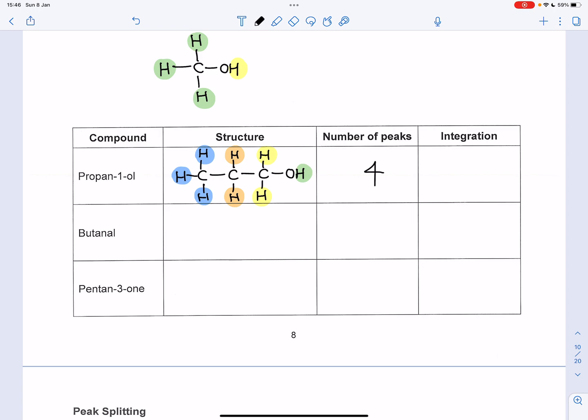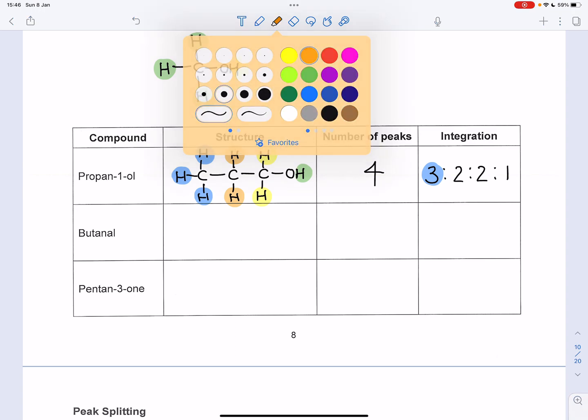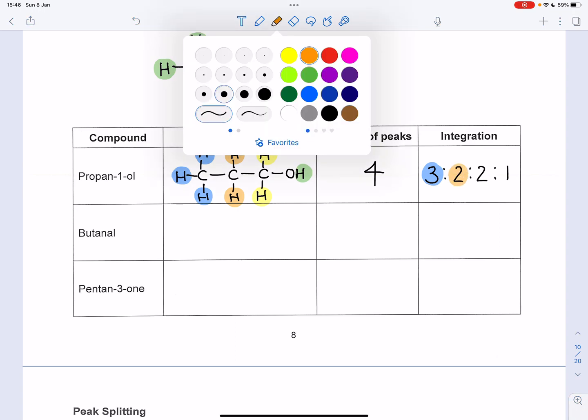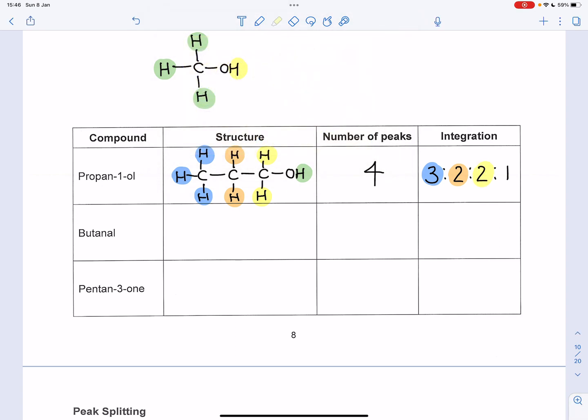And then what we need to look at is how many of each type of hydrogen we've got. So of the blue type, we've coloured in that there was 3 of that type. Then we had 2 of the orange type, 2 of the yellow type, and 1 of the green type. So if I just go over that, you can see that we did have 3 coloured in that type, 2 coloured in this type, 2 coloured in this type, and 1 in that type. So 4 peaks, and their integration would be 3 to 2 to 2 to 1.